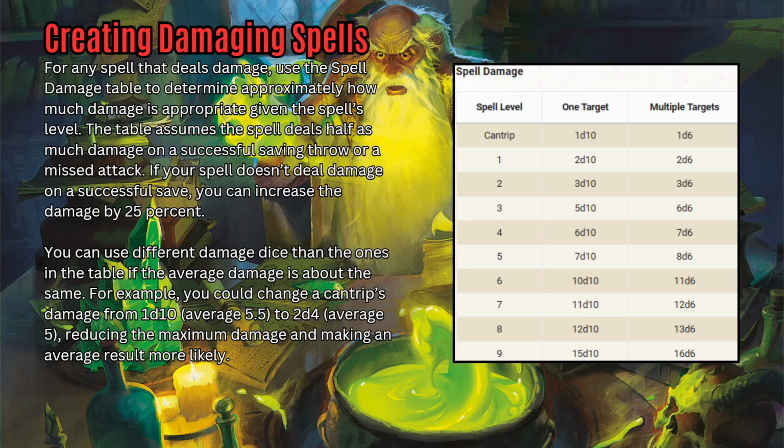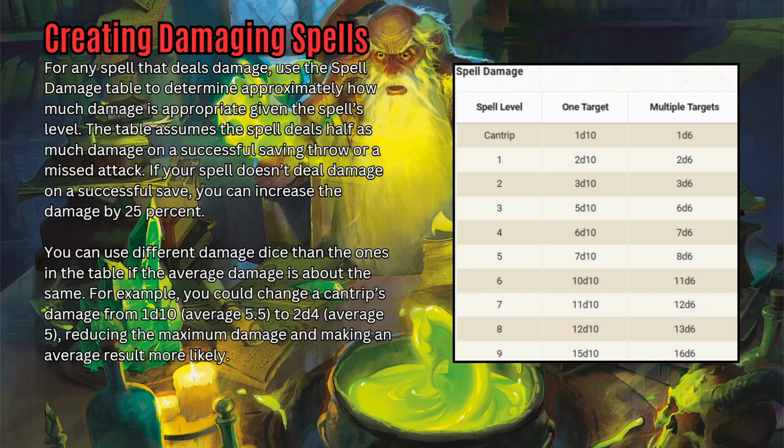This table assumes that the spell deals half as much damage on a successful saving throw or a missed attack to help balance it, so keep that in mind. If your spell doesn't deal damage on a successful save, you can increase the damage of that particular spell by 25% to counteract that. You can also use different damage dice than the ones presented in this table, as long as the average is about the same.